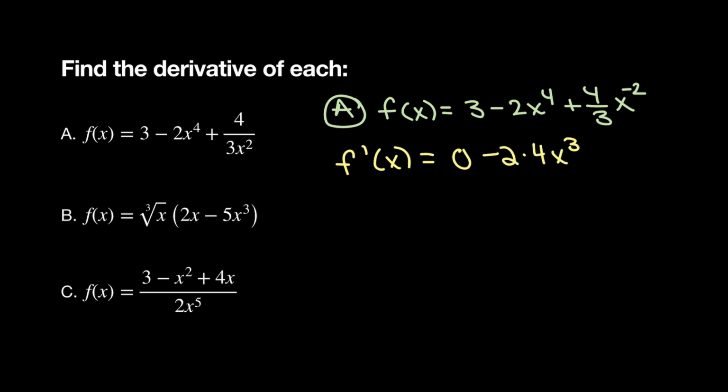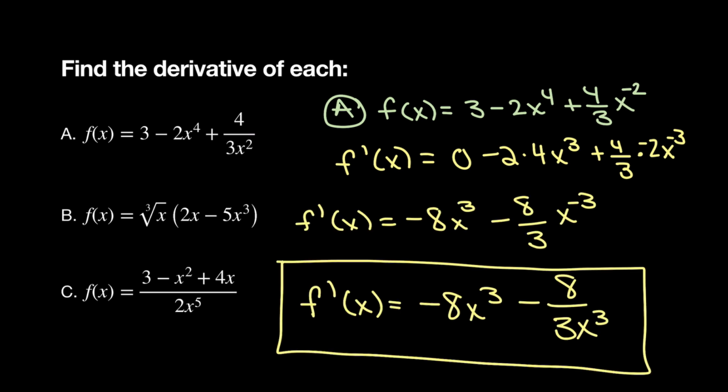The next term, we have 2 times x to the fourth. The 2 is going to stay there. This is constant times a function. So now that 2 stays there, and then I bring down the 4, and I get 4x to the third. Last term, 4/3 stays there. I bring down the negative 2, so times negative 2, and then it'll be x to the negative 3. I did minus 2 minus 1. That gave me negative 3.